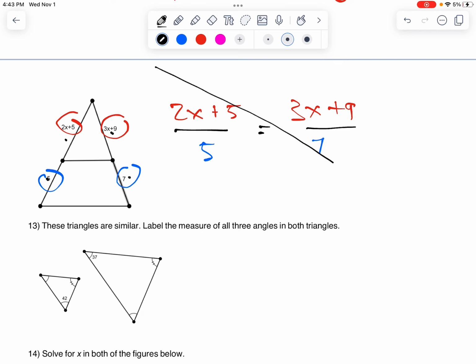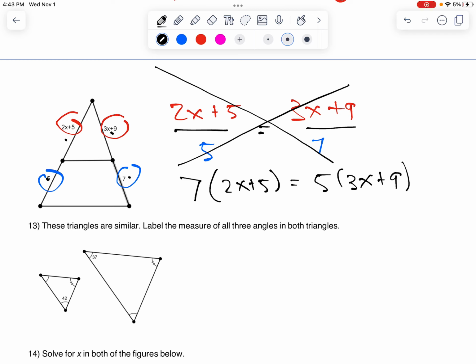We're going to cross multiply across here. So it's 7 times all of 2x plus 5. And now it's 5 times all of 3x plus 9. So we got to put these in parentheses because it's not just 7 times 2x, it's 7 times 2x and 7 times 5. So using the distributive property, this is going to be 14x plus 35. Distributive property on this side, we got 15x plus 45.